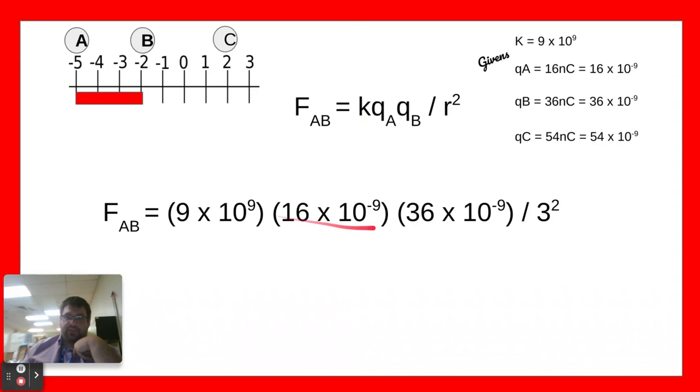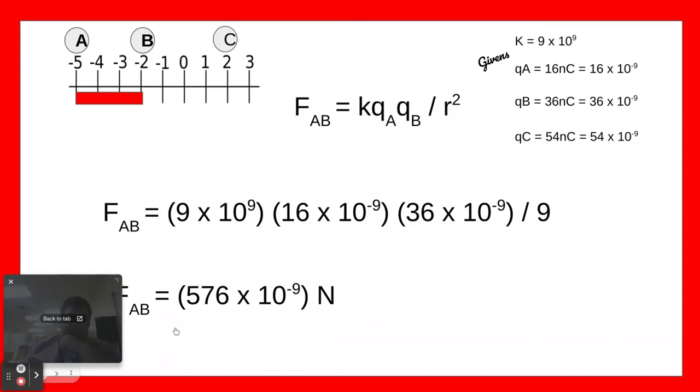I'm taking these numbers and plugging them in for my givens. The only little hiccup we have is we don't really talk about an r squared yet. So the r squared is actually going to come from this picture. A is at -5, B is at -2, so they're 3 spaces apart. And that's where this 3 comes from right here.